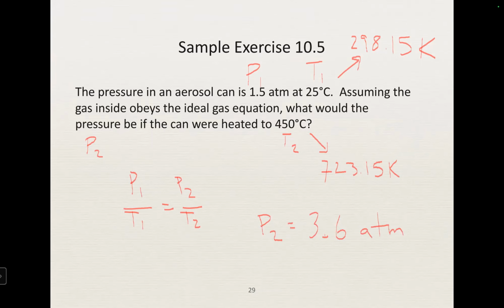And again, with this one, since we're not given information about the volume or the moles of gas, if you just think about a can in general, it's going to stay the same size. And then the gas inside, as long as we're not releasing any of it, it's going to stay the same amount of gas. So that's why we can remove those from both sides of our equation here.